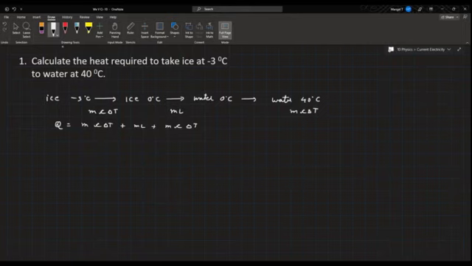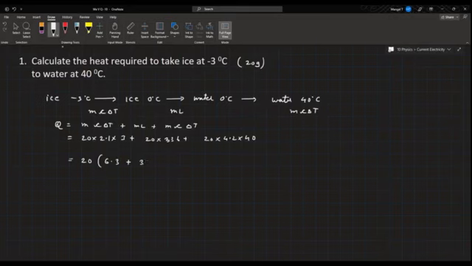So here I've not given the mass. So we'll take the mass as say 20 grams. So this is 20 into 2.1 into 3, 20 into 336, and 20 into 4.2 into 40. So this will be 6.3, 336, and 168. Please tell me if you have not understood any part. I will explain again. Okay, this is basic.